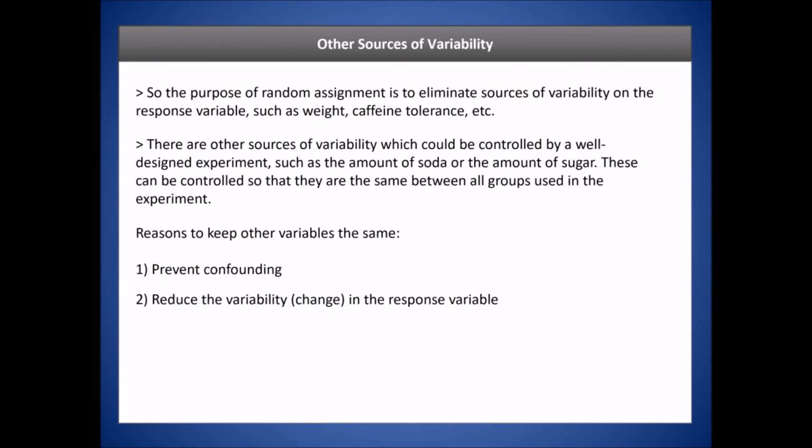Remember that the purpose of a well-designed experiment is to control these variables so that we can prevent confounding and then reduce any changes in the response variable, maybe due to sugar or other things, right? So we want to reduce that by keeping all the variables constant. Okay, so just keep that in mind. That's a good rule of thumb when you're designing a well-designed experiment, is that every variable has to be constant except for what you're trying to witness the effect of.